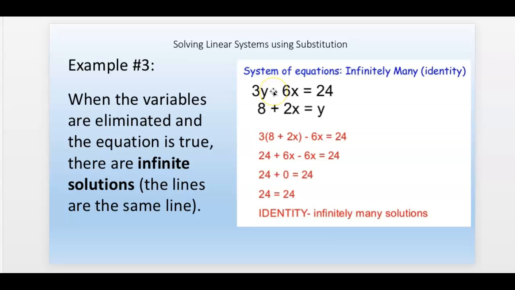Sometimes, as you go about solving, the variables disappear, and you end up with a true statement, like 24 equals 24. That happens sometimes too. That means that these 2 equations are the same line, and you have infinitely many solutions. We covered that before in the graphing, but algebraically, that's what happens.